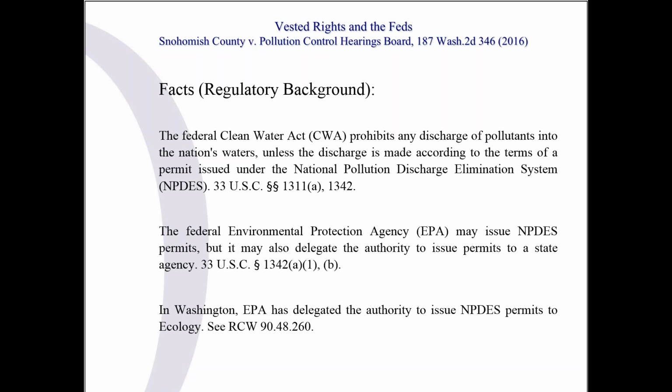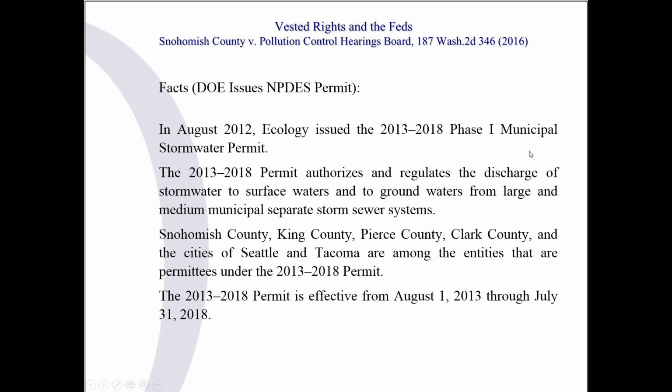So the federal EPA, Environmental Protection Agency, is the one that's tasked with issuing those permits, but it can also delegate that authority to a state agency. And in the state of Washington, EPA has in fact delegated that authority to our own Department of Ecology.